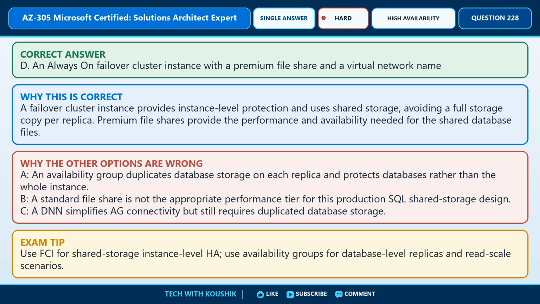The incorrect choices fail for the following reasons. A, an availability group duplicates database storage on each replica and protects databases rather than the whole instance. B, a standard file share is not the appropriate performance tier for this production SQL shared storage design. C, a DNN simplifies AG connectivity but still requires duplicated database storage. The key takeaway is use FCI for shared storage instance-level high availability. Use availability groups for database-level replicas and read-scale scenarios.